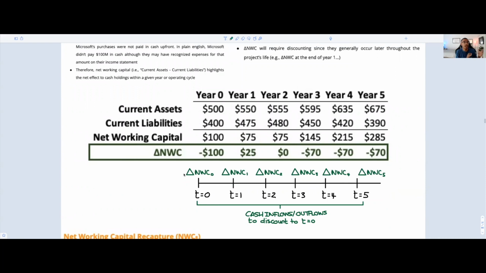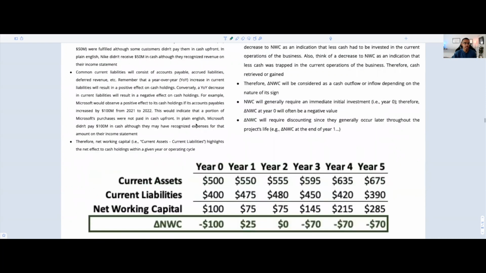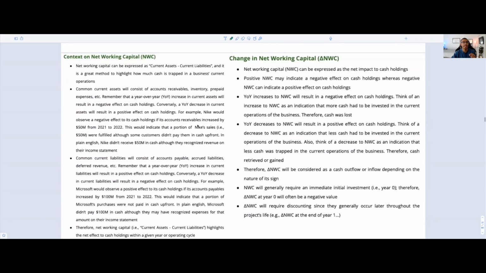And once you understand this, you're actually able to jump into the net working capital recapture portion. That becomes a breeze because you have this intuitive sense of what's going on. So it's awesome. So let's get right into it.